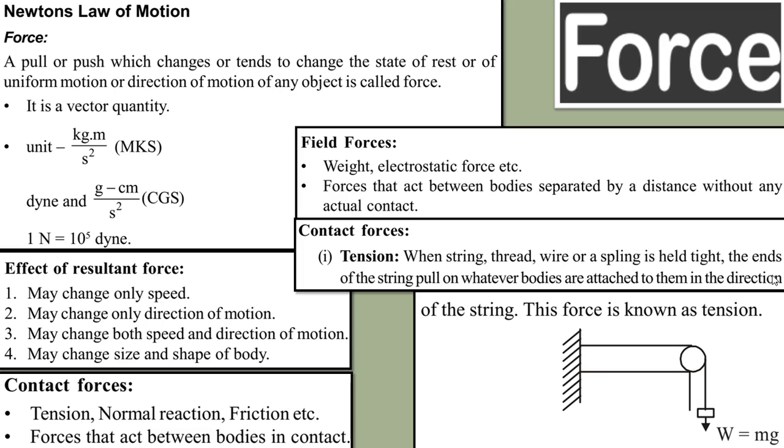So contact forces are tension, normal reaction, and friction forces which act between bodies in contact. Field forces are weight, electrostatic force, etc. Forces that act between bodies separated by a distance without any actual contact. So these are field forces. Then contact forces. Tension: when a string, thread, wire or spring is held tight, the ends of the string pull on whatever bodies are attached to them in the direction of the string. This force is known as the tension. So here W is equal to mg.